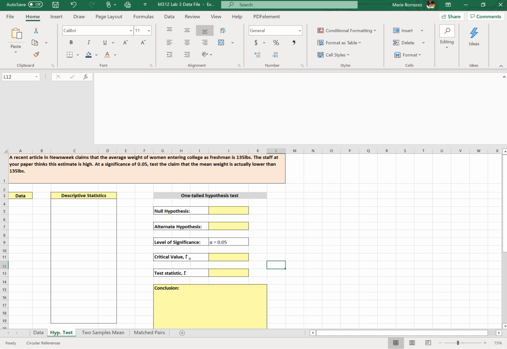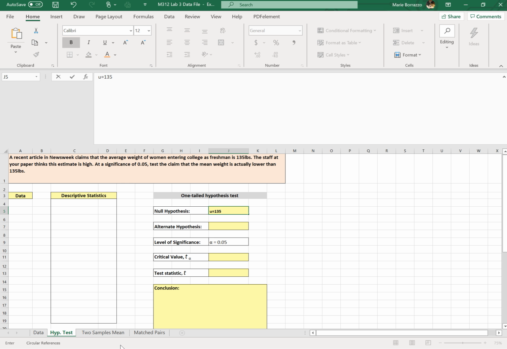So the first question says, in a recent article in Newsweek, it claims that the average weight of women entering college as freshmen is 135 pounds. So they're saying that mu, I'm just going to write mu, equals 135. And so that's your null hypothesis. What I need you to remember is the null hypothesis always contains the equality symbol. So in this case, since they're saying that it is, that means it's equal to.